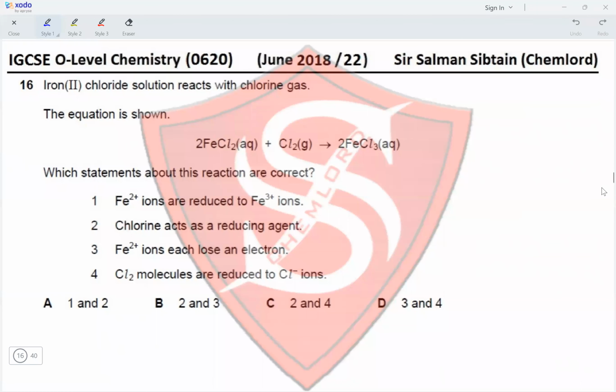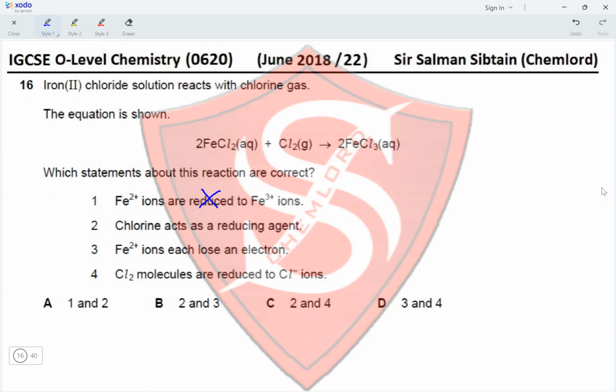Question 16. Iron(II) chloride solution reacts with chlorine gas. The equation is shown. Which statements about this reaction are correct? Statement 1: Fe2+ ions are reduced to Fe3+ ions. If there is a gain in an oxidation number, that is oxidation, not reduction. So this statement is incorrect.